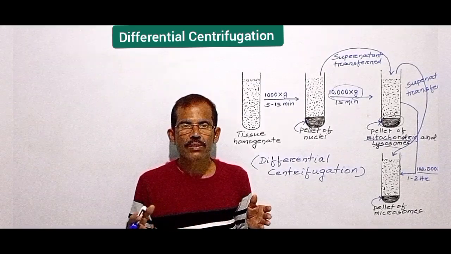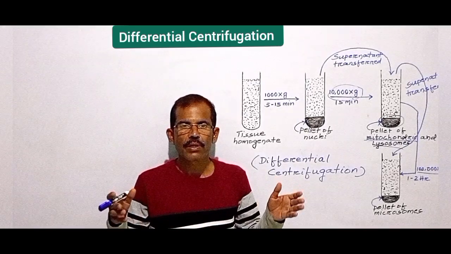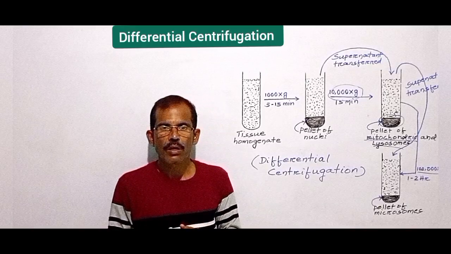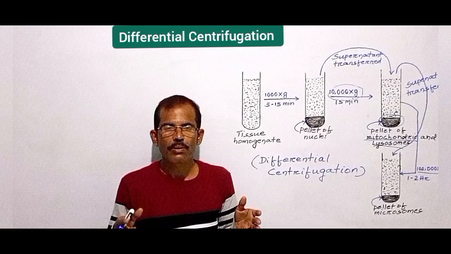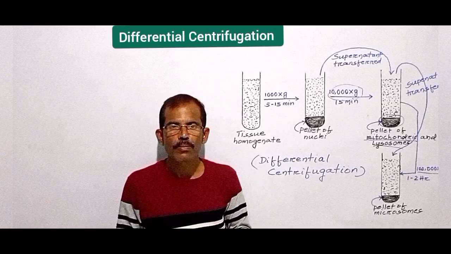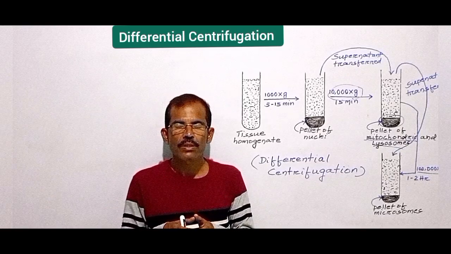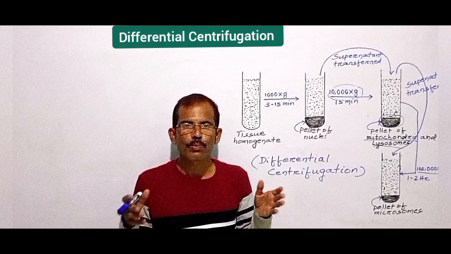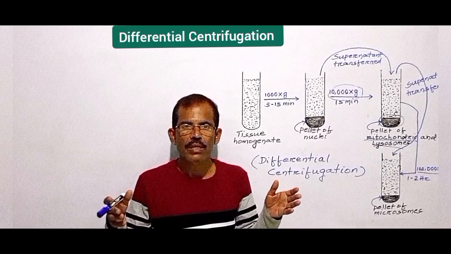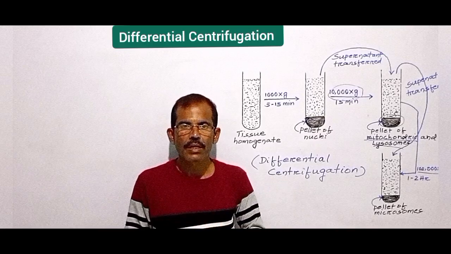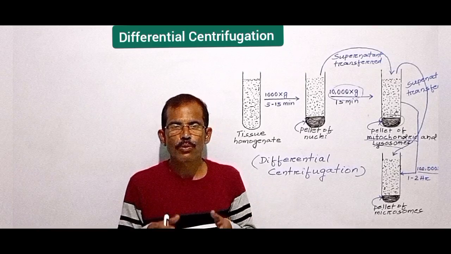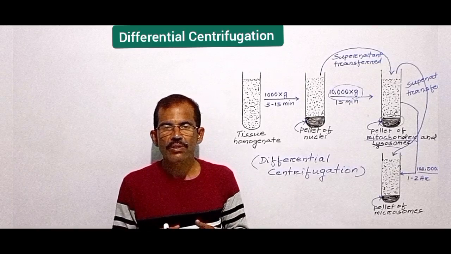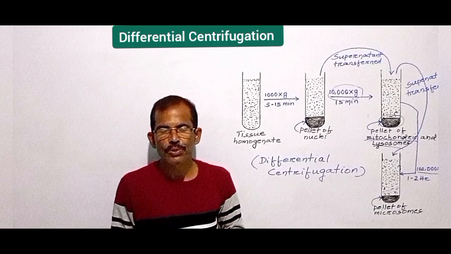Differential centrifugation has several applications. Number one, separation of organelles and other cellular components. Number two, purification of biomolecules such as proteins and nucleic acids. Number three, isolation of extracellular vesicles including exosomes for research and diagnostic purposes.